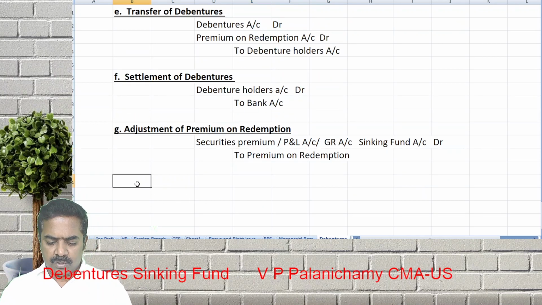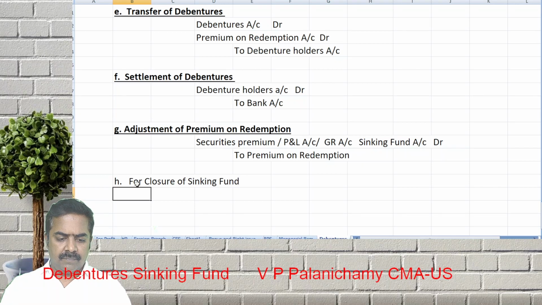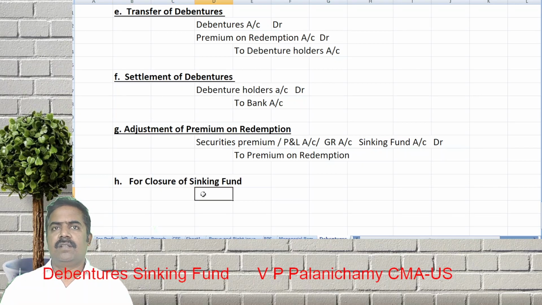Now everything is over. We don't require sinking fund. We don't require which one? Sinking fund, or closure of sinking fund. We don't require sinking fund. What do you do with it? You can transfer to which reserve? General reserve.